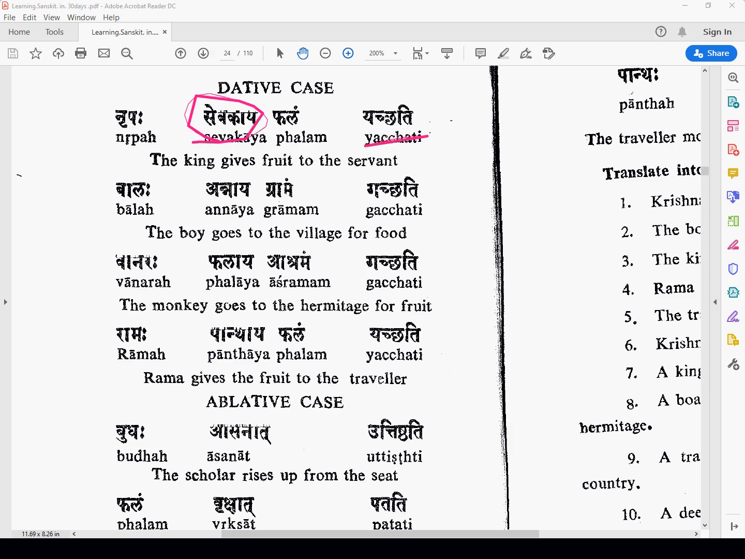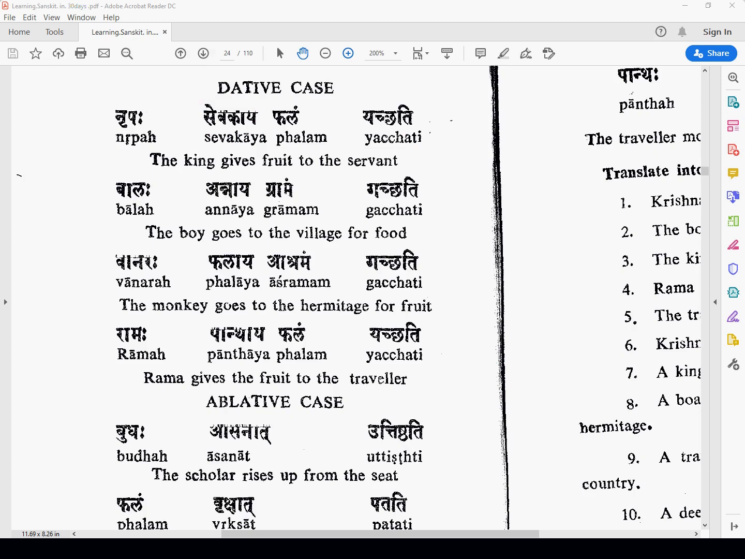Another one is dadati, which I think we have heard, right? Dadati. Dadati also means the same thing as yachati. So Nripaha phalam dadati, instead of yachati, we can use dadati also. To whom, if you ask the question, to whom? Sevakaya. Sevakaya phalam dadati. So those examples are shown here.